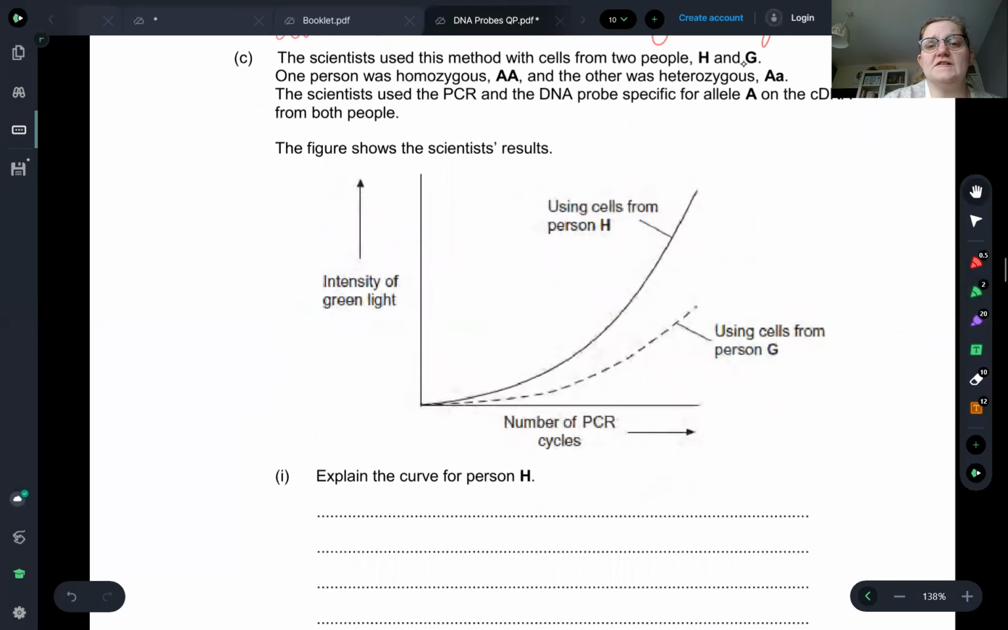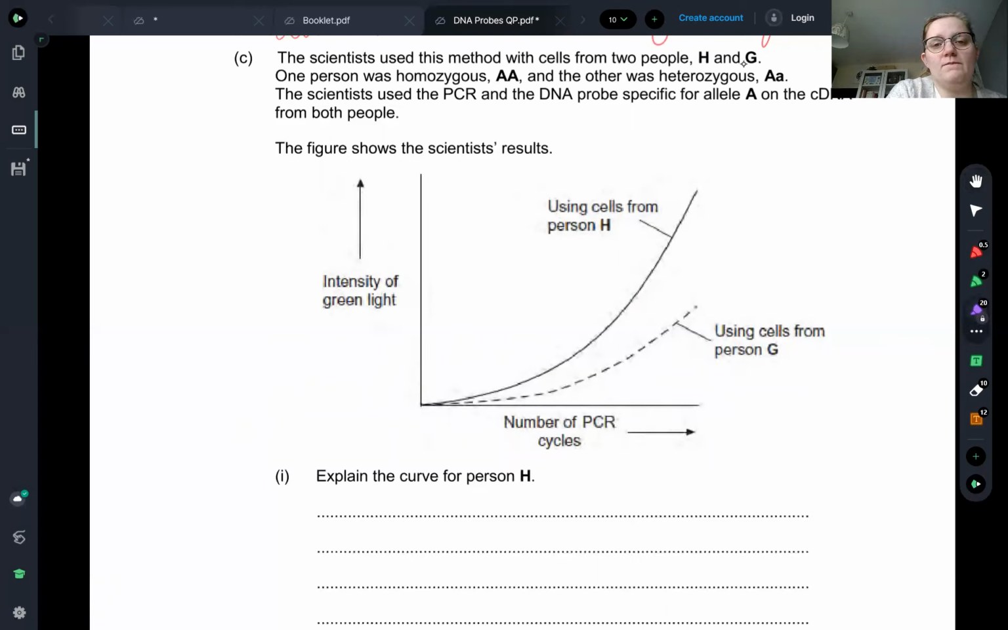So the scientists use this method with cells from 2 people. The 2 people are named, and were given the initials H and G. One of these people was homozygous dominant, so let's highlight that, and the other was heterozygous. The scientists used the PCR and the DNA probe specific for allele A, so the dominant allele, on the cDNA from both people. And the figure below shows the scientists' results.